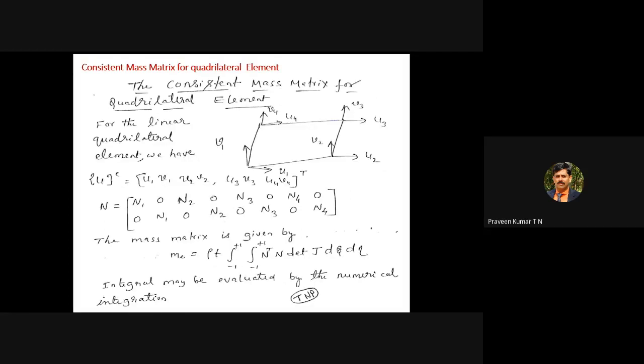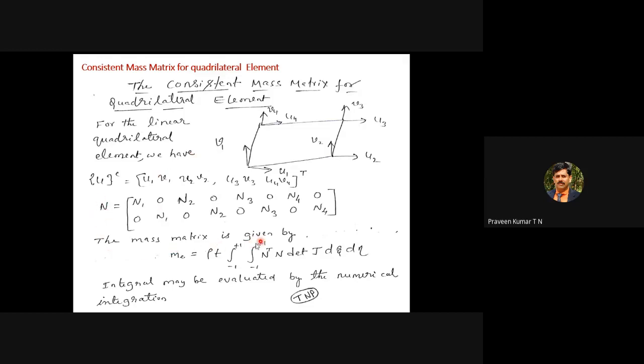In a similar way, you have to derive the mass matrix for the quadrilateral element. In the quadrilateral element, there are 8 degrees of freedom. There are 4 nodes. Each node has 2 degrees of freedom. That is U1, V1, U2, V2, U3, V3, U4, V4. Totally 8 degrees of freedom. Then 2 directions, X direction and Y direction. Hence, the order of the N matrix is 2 into 8. Because there are 2 directions, X direction and Y direction, then 8 degrees of freedom. Hence, we have N1 0, N2 0, N3 0, N4 0. So this is the N matrix.